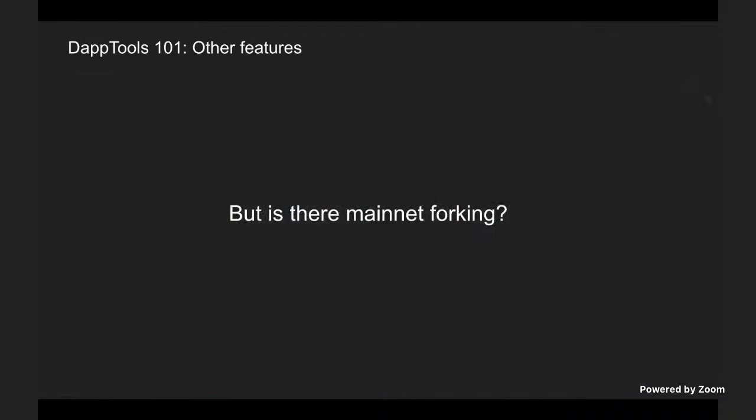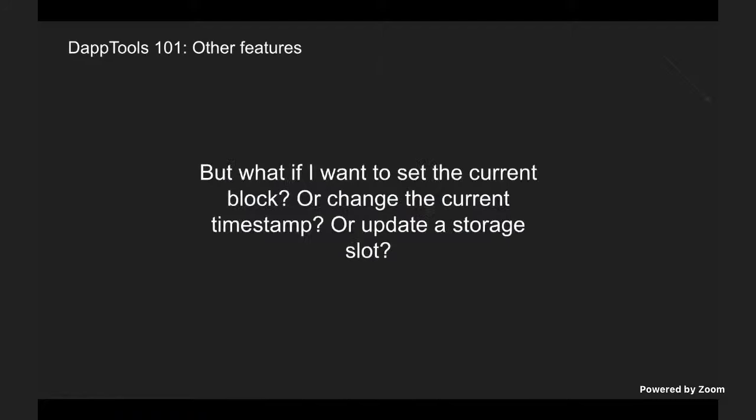I see this question a lot, and for some reason, people assume Dapptools wouldn't have mainnet forking. It definitely does. You can see this in the docs. You just run dapptest with the RPC URL flag. In this case, we use Alchemy and Infura, and then your tests will run in that environment. You just write them as normal.